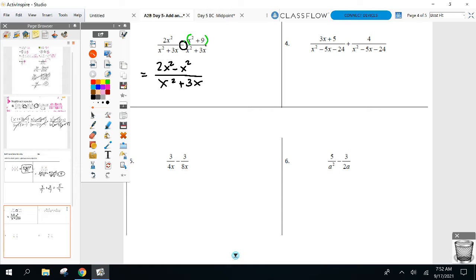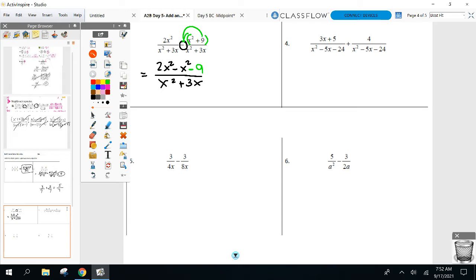So not only am I going to do minus x squared, what else do I have to do here? Minus 9. When you subtract, that subtraction symbol belongs to everything in the second fraction. So not only is it minus x squared, but it's also minus 9. That's going to be a tough one there. When I subtract, I got to make sure I distribute that negative out front.